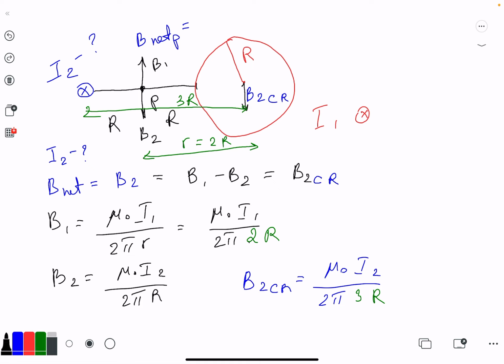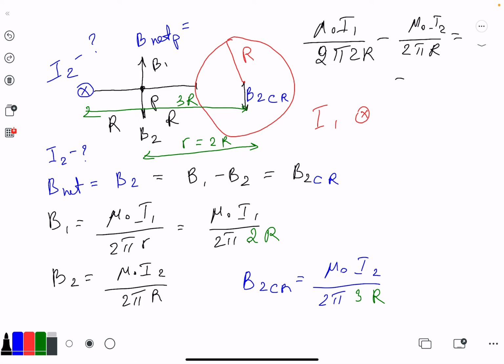So I think that's it. If you plug all the numbers, you should get the answer. So finally, what you will get is: B1 equals mu naught current 1 divided by 2 pi times 2r, minus B2 at point P, which is mu naught current 2 divided by 2 pi r.